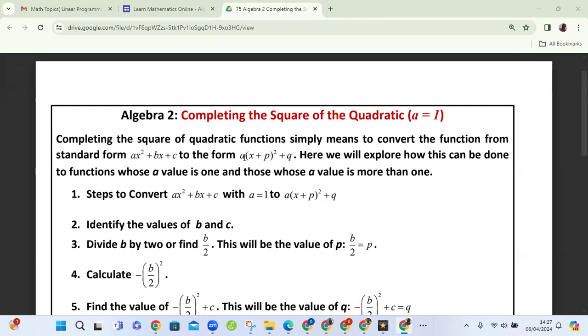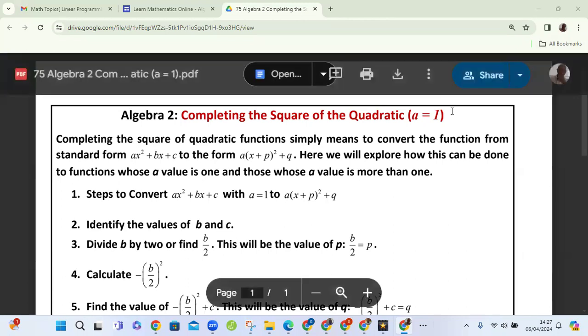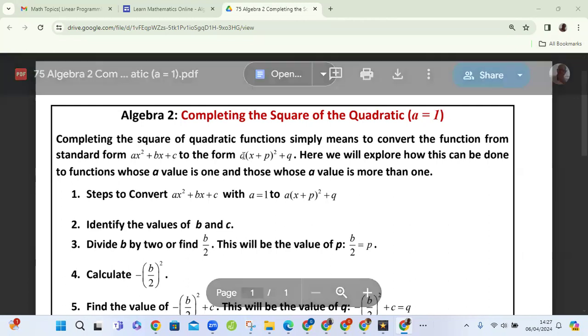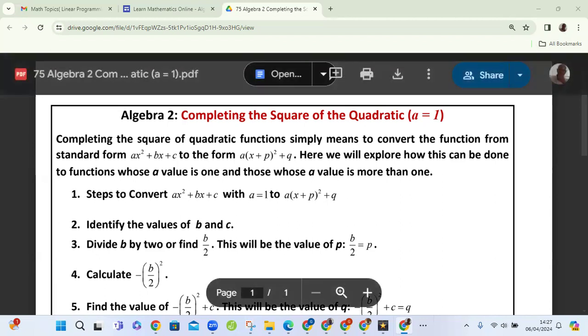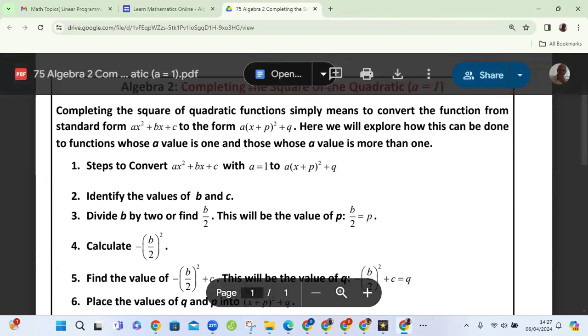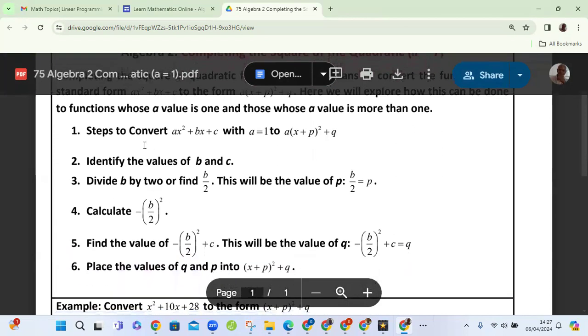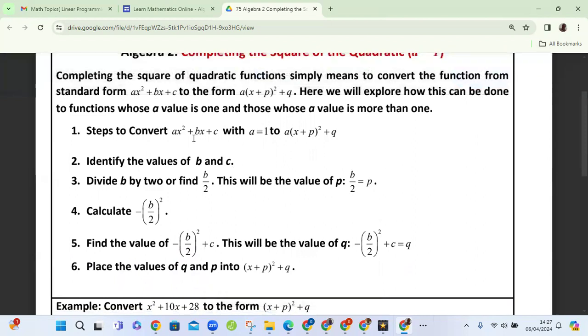We know a will be 1 because here we are focusing on a equal to 1. So outside there, you'll not see any number because you don't normally write 1 outside of a bracket. So your final answer will be x plus p all squared plus q. Here we will explore how this can be done for functions whose a value is 1 and those whose a value is more than 1. That's in another recording.